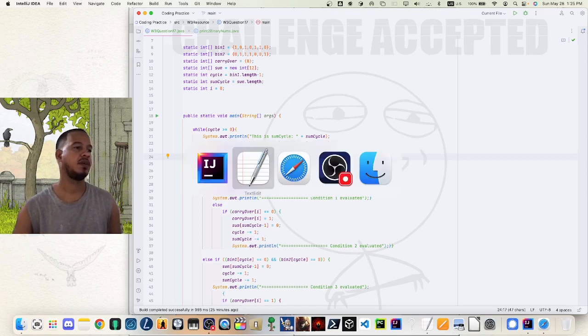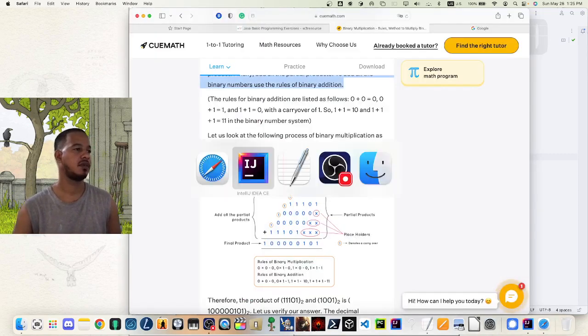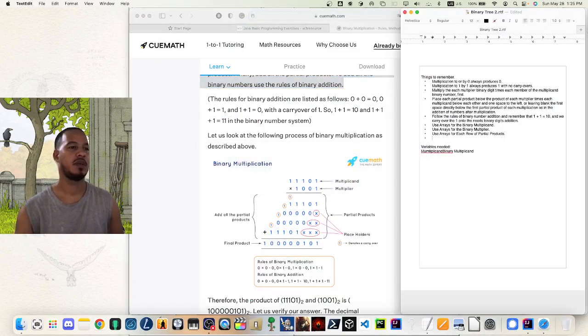So there we go. Let's go over to our notes here. Use arrays for each row of partial products. Use an array for the final sum. Let's just call it the sum of partial products.